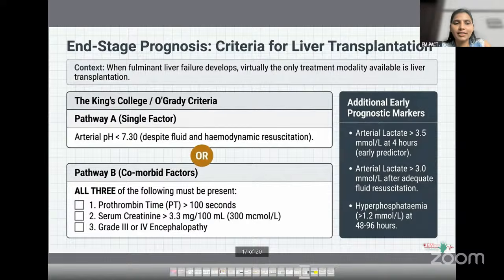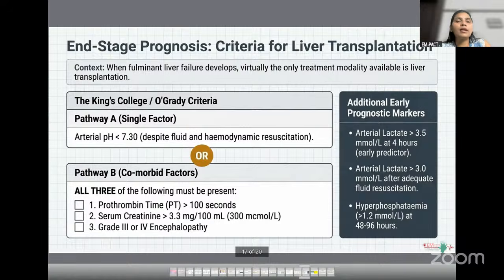So for that, we have a criteria called King's College criteria. Here we have two types. Either you can just see the pH level. If the pH is less than 7.3, despite fluids and hemodynamic support, you can elect the patient for liver transplantation. Or else you can check the patient's prothrombin value or INR, creatinine, and assess the patient. If the prothrombin is more than 100 or the creatinine is more than 3.3 and the patient is having hepatic encephalopathy stage more than or equal to 3, then this patient requires liver transplantation.